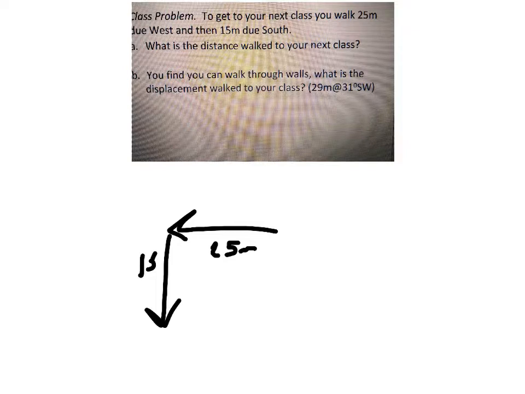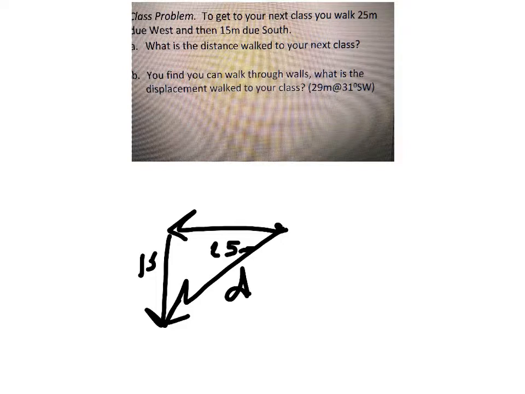For question B, it wants to know your displacement. Your displacement is your straight line from where you started to where you finished. So if I started right here and walked in a straight line to where I finished, this would be your displacement. It's your resultant vector.